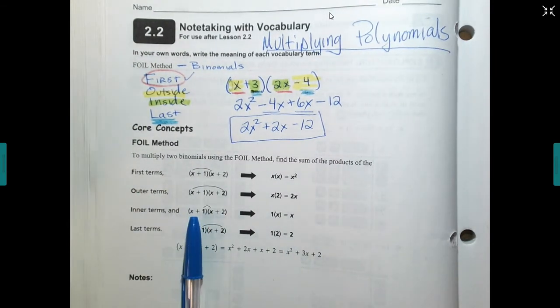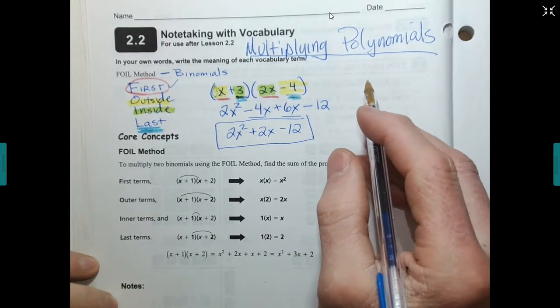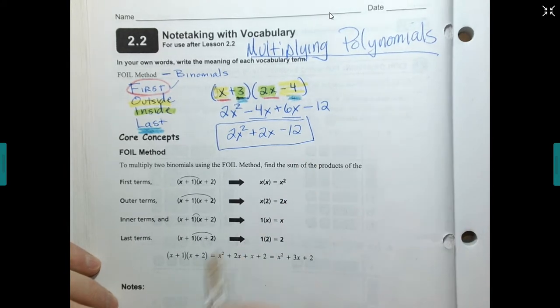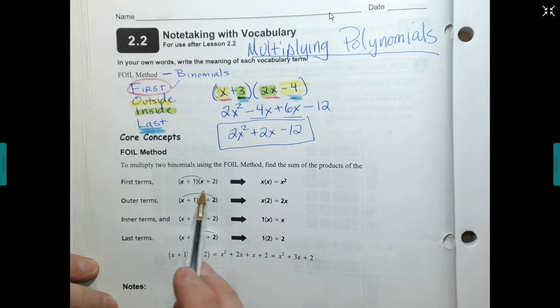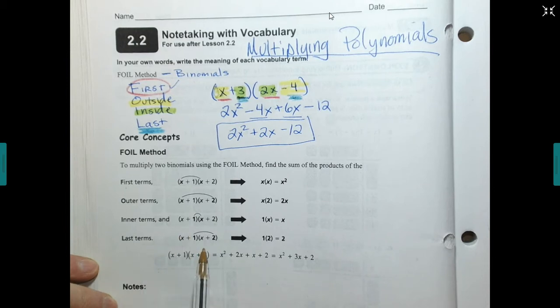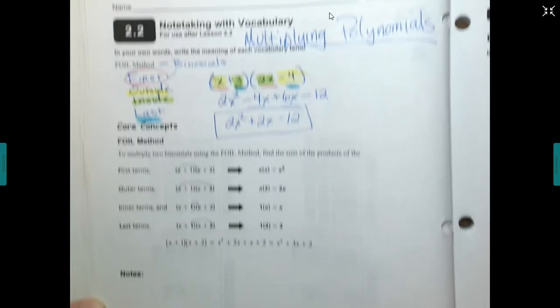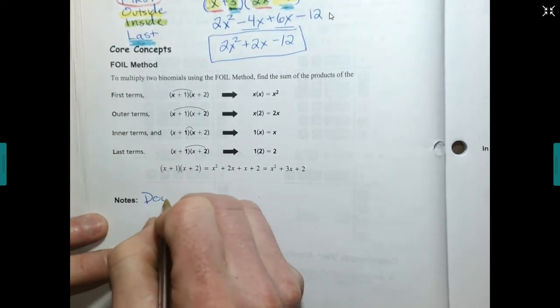Now, FOIL sometimes throws people off. What Mr. Dailies likes to say is he likes to say double distribute. But here, hold on. Here's the FOIL method right here. First terms, outer terms, inside terms, and last terms. So there's what I just showed you right there. There's the FOIL method. Now, the double distribute might be easier.